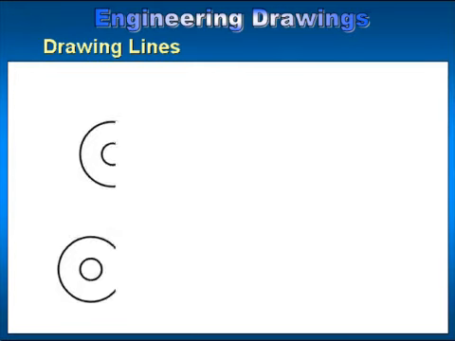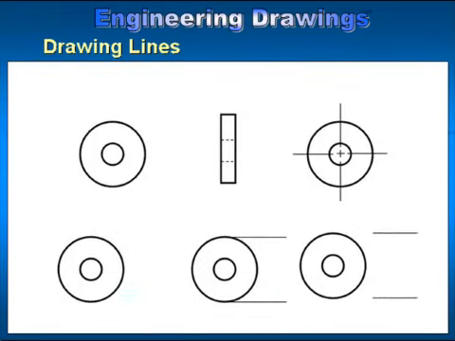Drawing lines. The first line we will discuss is the object line, which is usually a heavy, solid line. An object line is used to show the outer and inner boundaries of surfaces and features in a particular view. Next to that is a hidden line. A hidden line, which is short dashes of equal length and spacing, is used to show surfaces and features that exist but cannot be seen in a particular view.